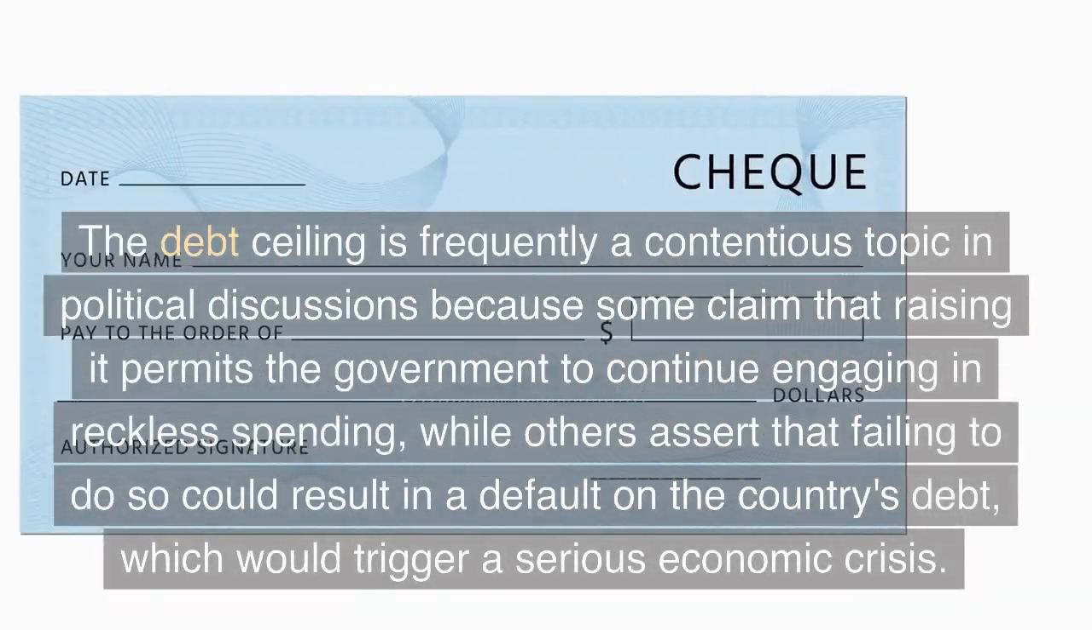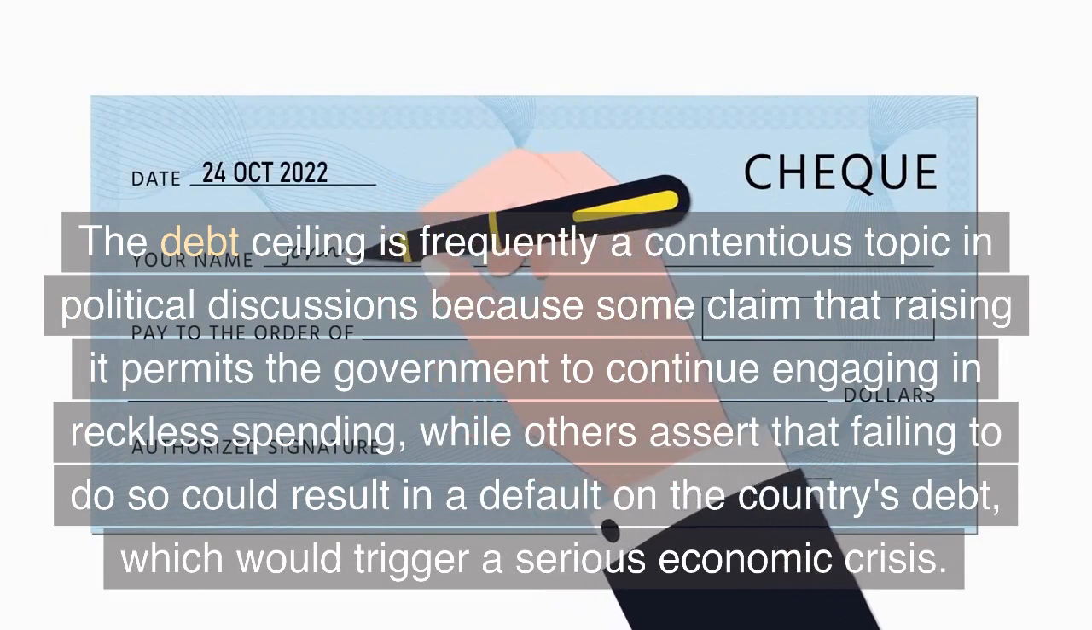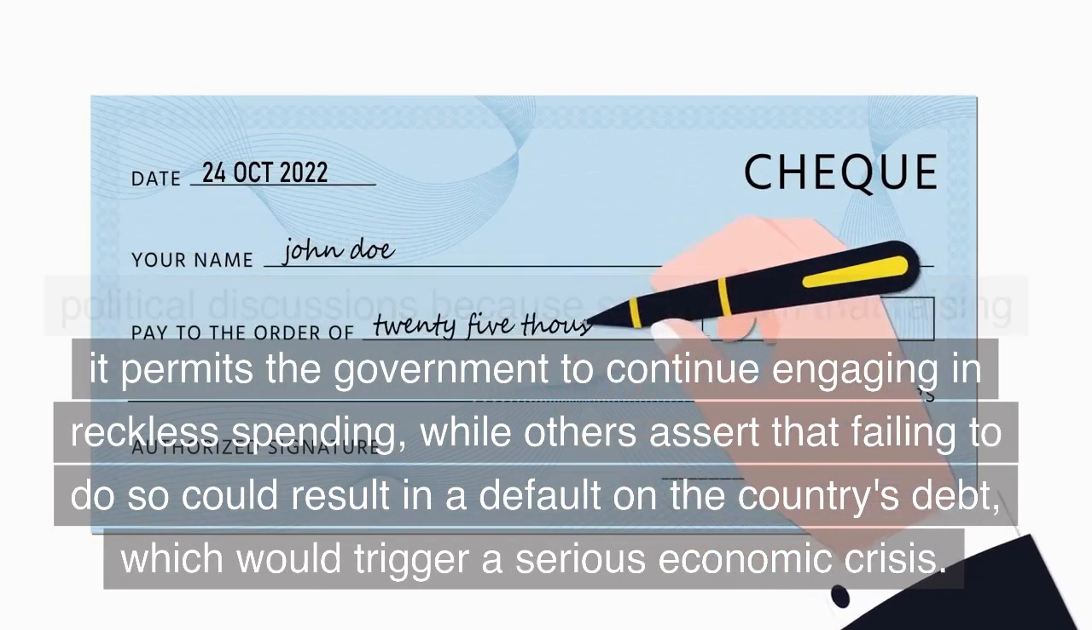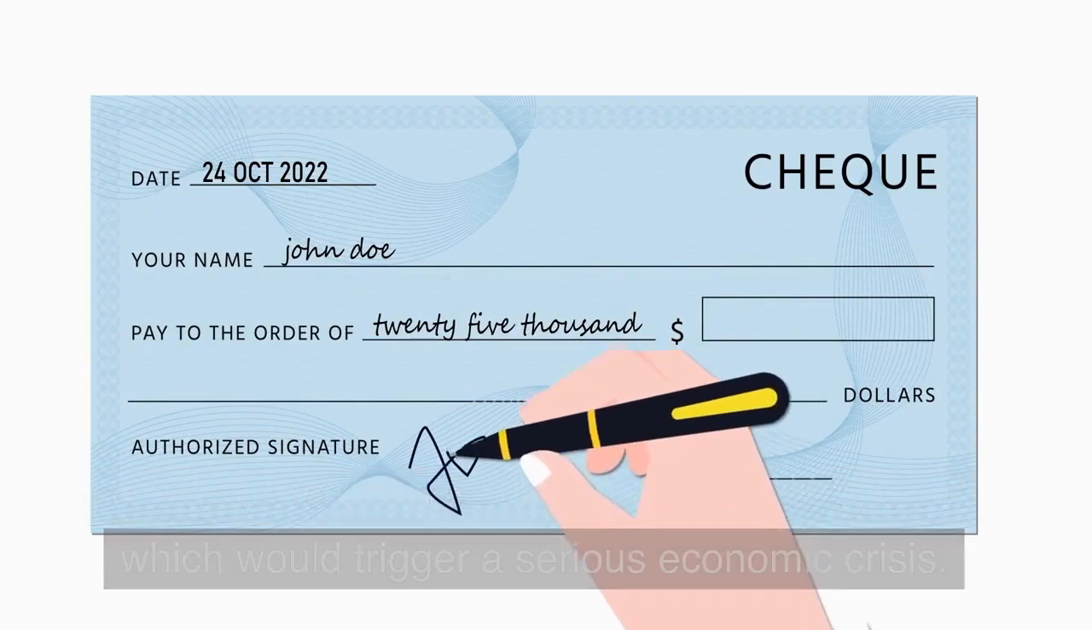The debt ceiling is frequently a contentious topic in political discussions because some claim that raising it permits the government to continue engaging in reckless spending, while others assert that failing to do so could result in a default on the country's debt, which would trigger a serious economic crisis.